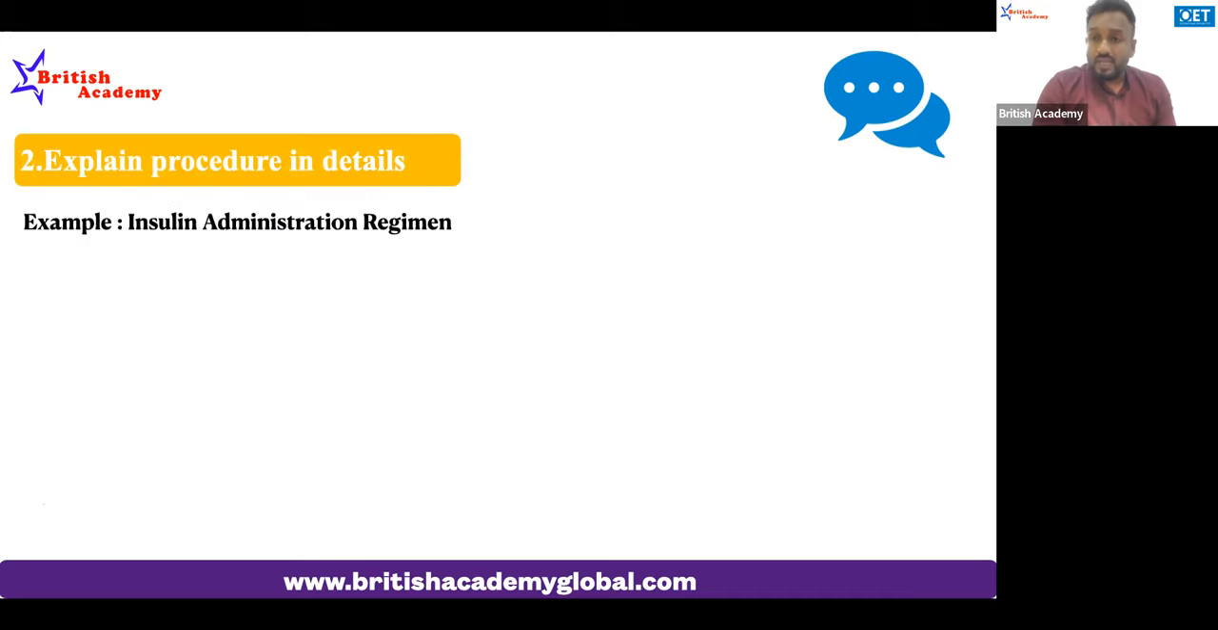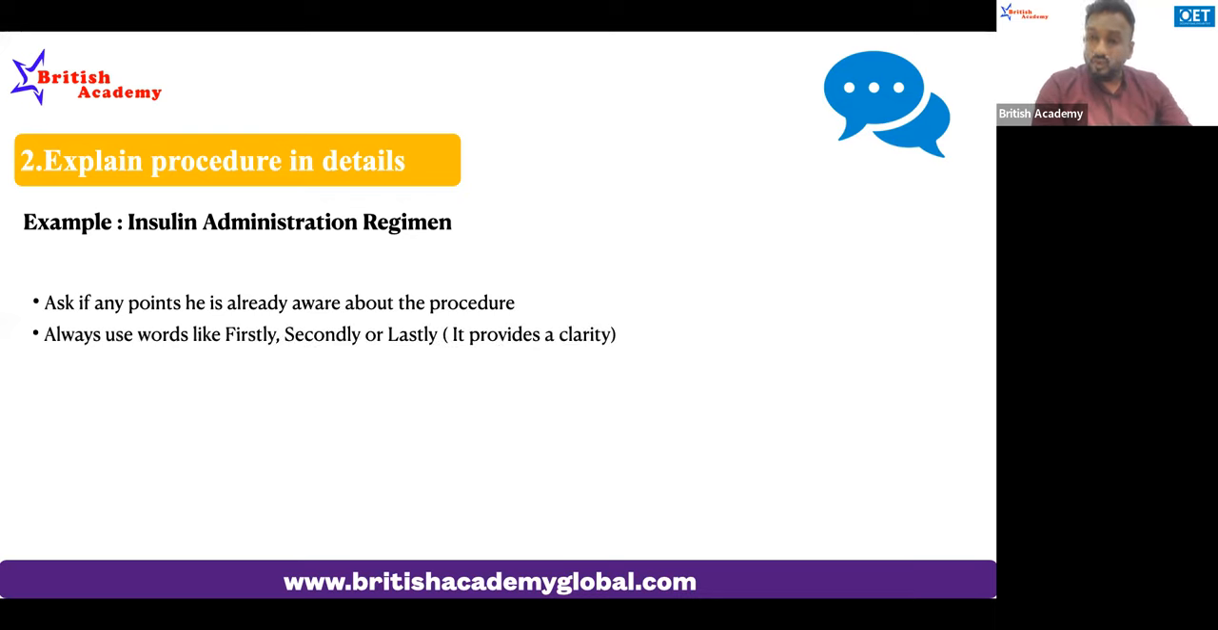Now, if you're explaining a procedure in your role play card, for example insulin administration regimen, a very common factor in most of the role play cards, make sure you first of all ask if he's already aware of any points about the procedure. So first you gather some information. Don't directly start, okay, let me go ahead and explain how you administer the insulin regimen. That's not the right approach. First, try to know what the other person wants to say.